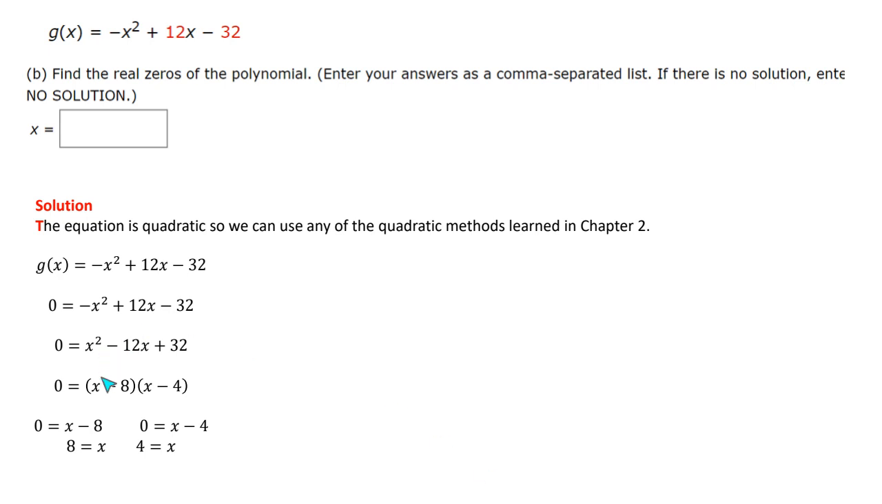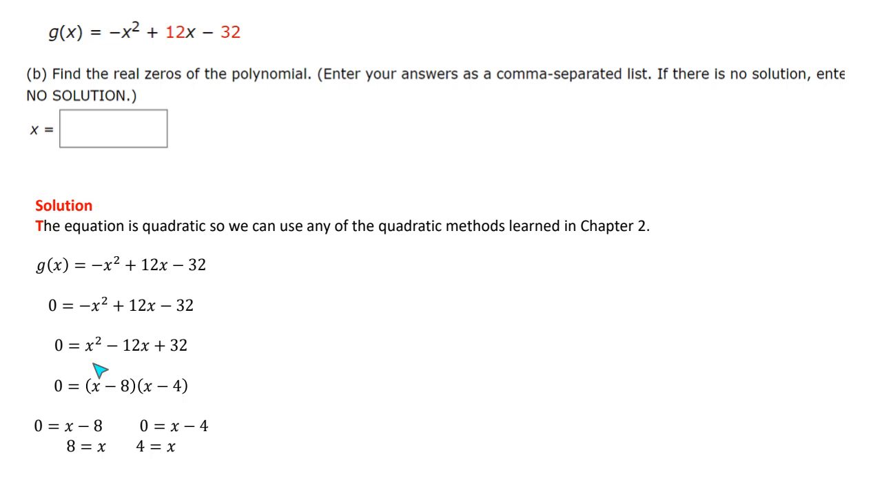One of the first things I did: sometimes having a negative in front of the x squared is not as friendly. If you want to get rid of this negative, you can do it by multiplying both sides by a negative. Negative times 0 is 0. Negative times negative is positive. Positive times negative is negative. And negative times negative is positive. Now it's a little bit more friendly.